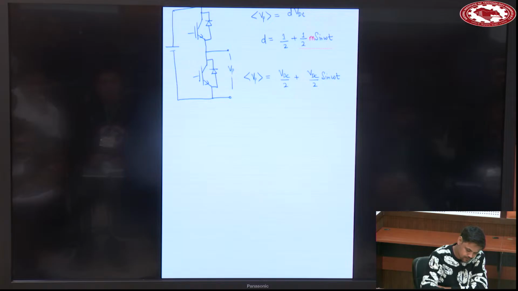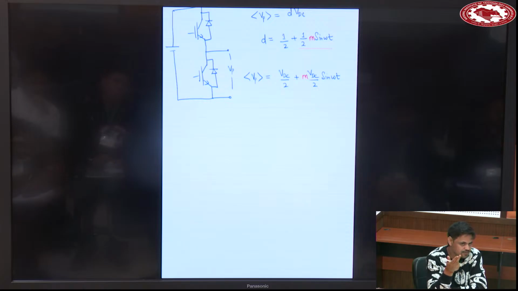Okay. So here the average value of the pole voltage will have two components, AC plus DC. How much AC can you get? M VDC by 2, where M is the modulation index. So if DC is fixed, what is the maximum value of the AC you can get?